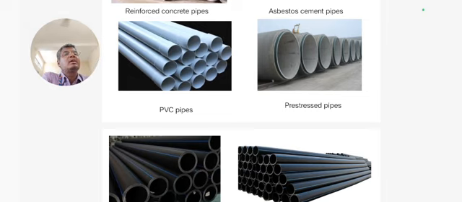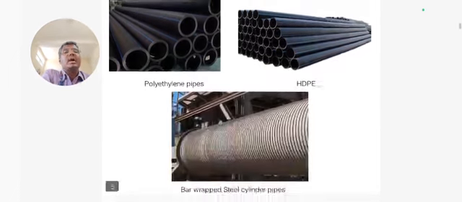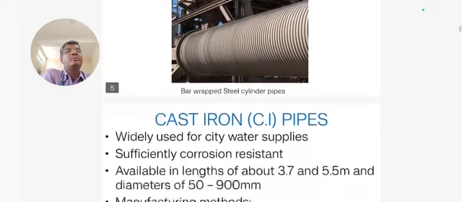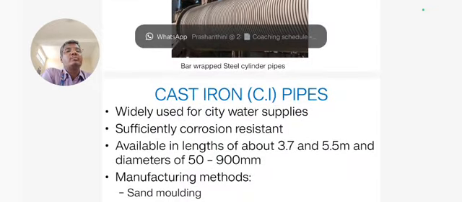where the water is procured from the lake sources and distributed to the treatment system. And this is the polyethylene pipes and HDPE pipes and the bar wrapped pipes. Okay, right. So let us discuss one by one.